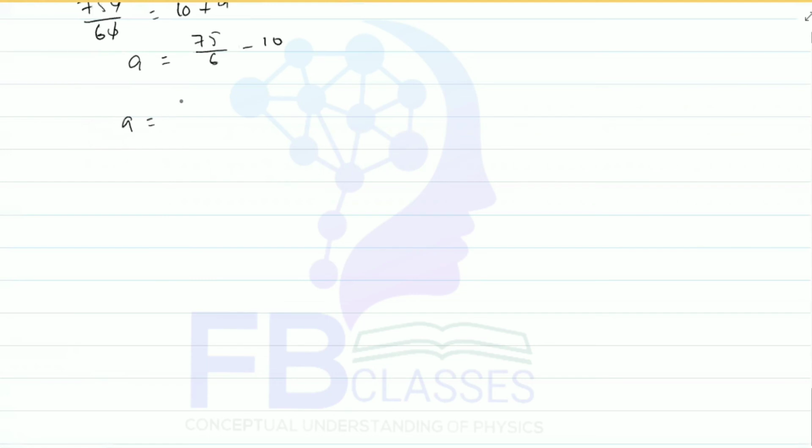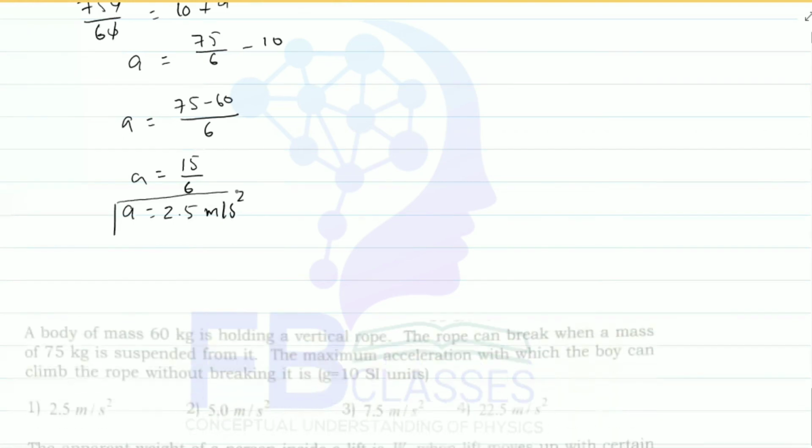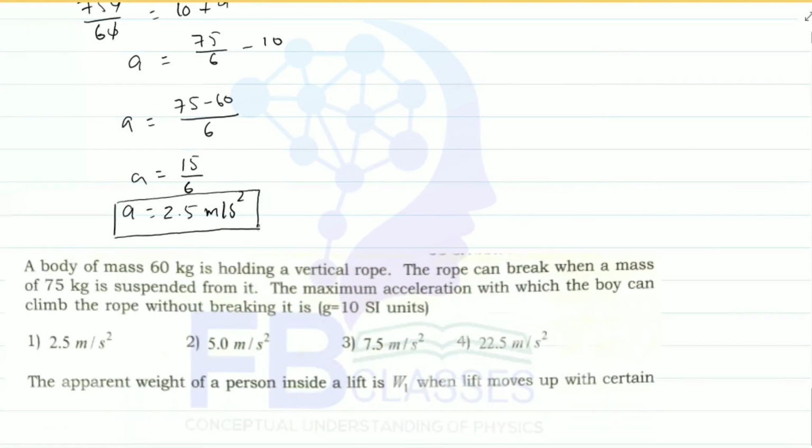So a is equal to 75 minus 60 upon 6, that is equal to 15 upon 6. So what will the value come, my dear? 3 2s are 6, 3 5s are 15, so 5 by 2. So 5 by 2 is nothing but 2.5 meter per second square. So the first option is the correct option. Hope you understand that.